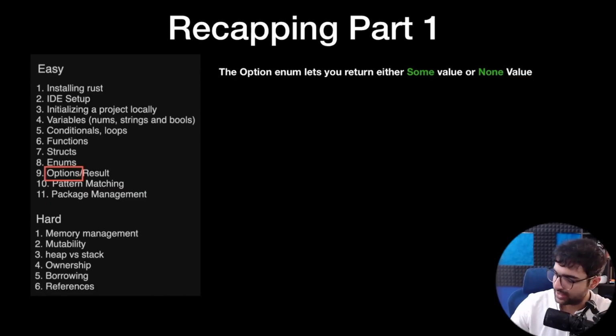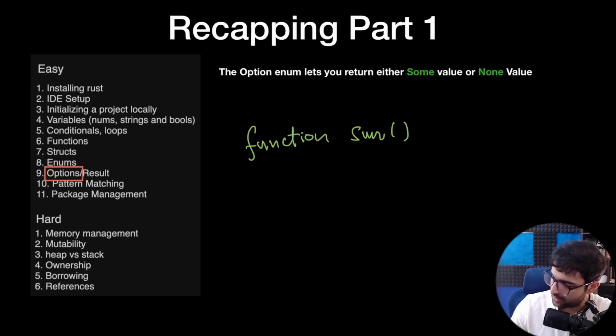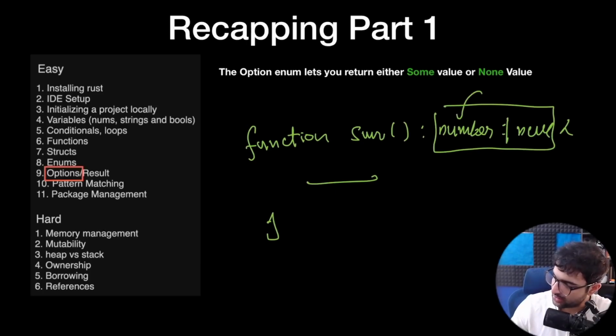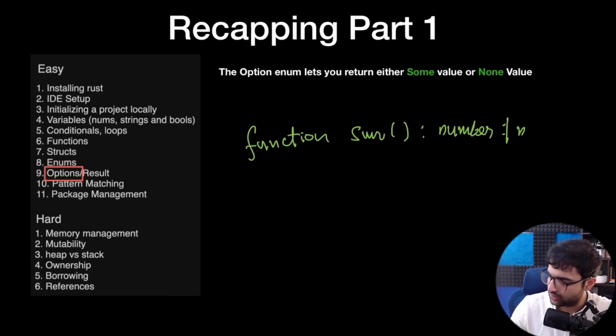If you were writing the same code in TypeScript, you would write it something like this. There is a function called sum which returns either a number or a null, and in the function body, you would either return a number or a null. If there is ever a function that will return either a concrete value or null, which means this function wasn't able to do what it was supposed to do. Harkirat, can you give an example?